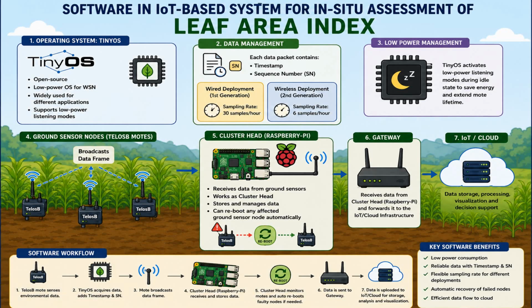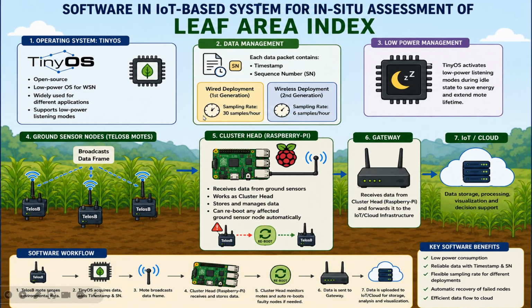Now the system collects the environmental data using the TelosB nodes, and these TelosB nodes are deployed in the crop field. Each data packet generated by them will have a timestamp and a sequence number, represented by SN here. The timestamp records when the measurement was taken, while the sequence number helps identify and track individual data packets during the transmission. So here you can see two deployment generations with different sampling rates. First is the wired deployment, the first generation. Second is the wireless deployment, the second generation.